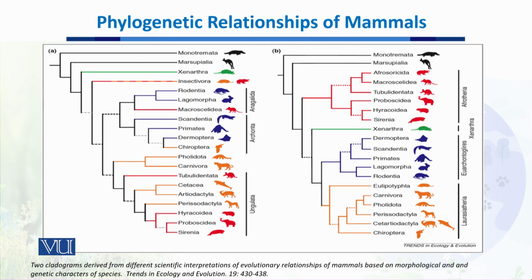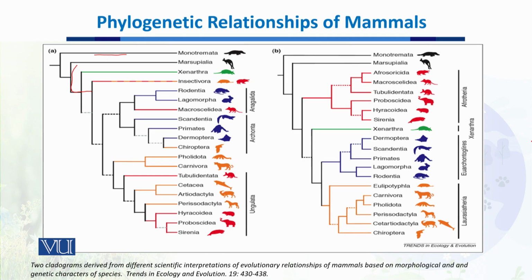If we look at these two cladograms, they are derived from different scientific interpretations of the evolutionary relationship of mammals based on the morphological as well as genetic characteristics of the species. As you can see, several species share common ancestry. For example, the monotremes are distant from the marsupials as well as the placental mammals. So placental mammals share more common ancestry as compared to the marsupials.